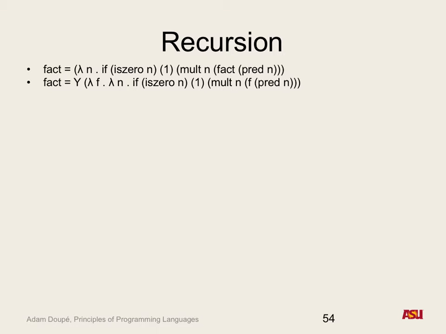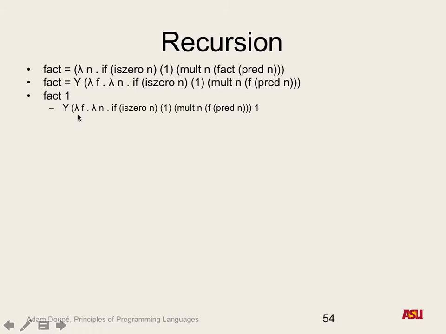The first parameter is f, which as we'll see is going to be the Y combinator, and the n is the number. So let's step through this a little bit to see what happens. If we define factorial like this, and we have factorial of 1, what's going to happen?